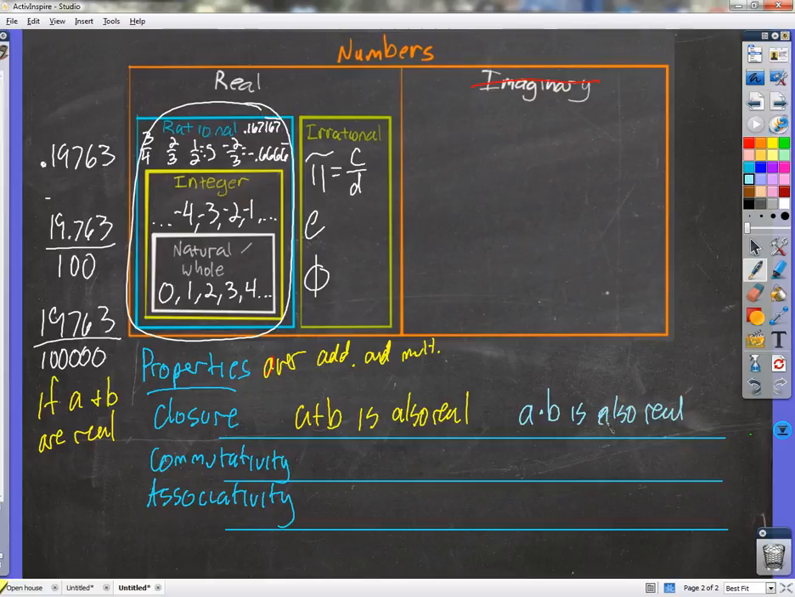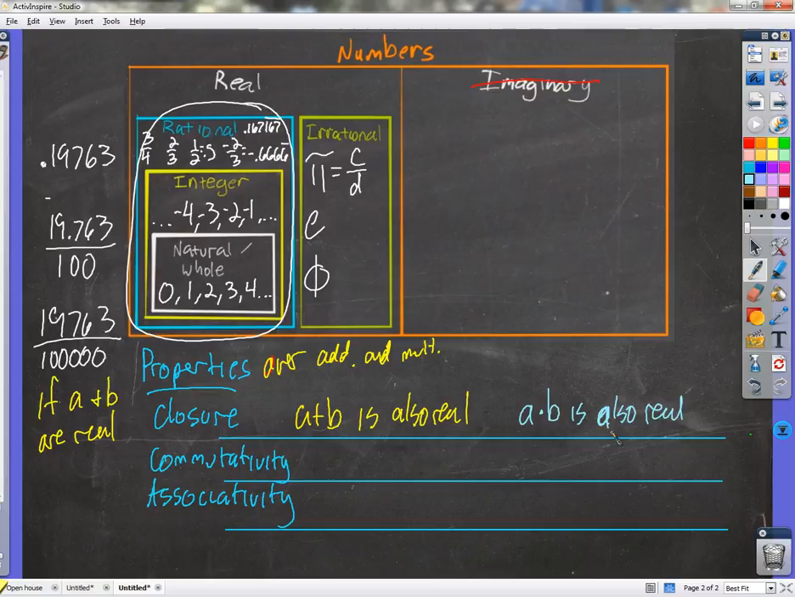That's what you call closure. You cannot escape the real number system by adding two real numbers together or multiplying two real numbers together. You'll never multiply two of these together and somehow wind up in imaginary numbers. It's interesting though, that's not true for imaginary numbers. You can multiply imaginary numbers and get back over to here.